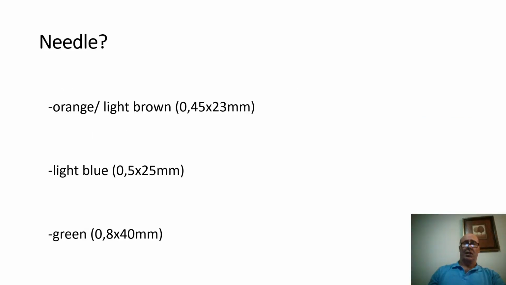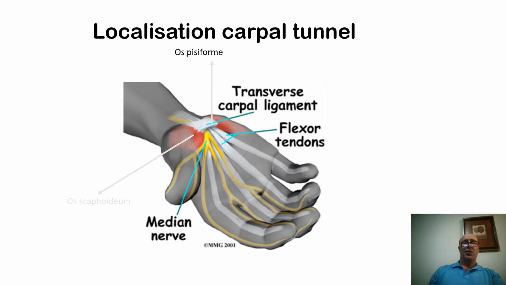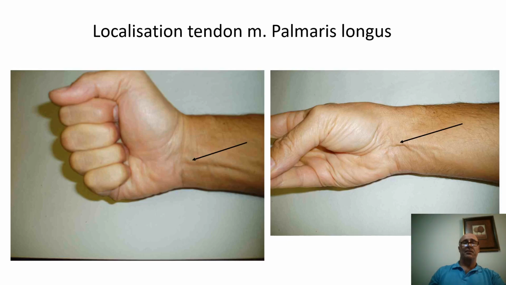Use a small needle. A little light brown needle is fine, or a blue needle. You want to localize the carpal tunnel and avoid injecting directly into the nerve, which is problematic. An easy way to do it is to find your palmaris longus. If you clench your thumb to your little finger like that, it will show the palmaris longus, and you inject just on the ulnar border of the palmaris longus.